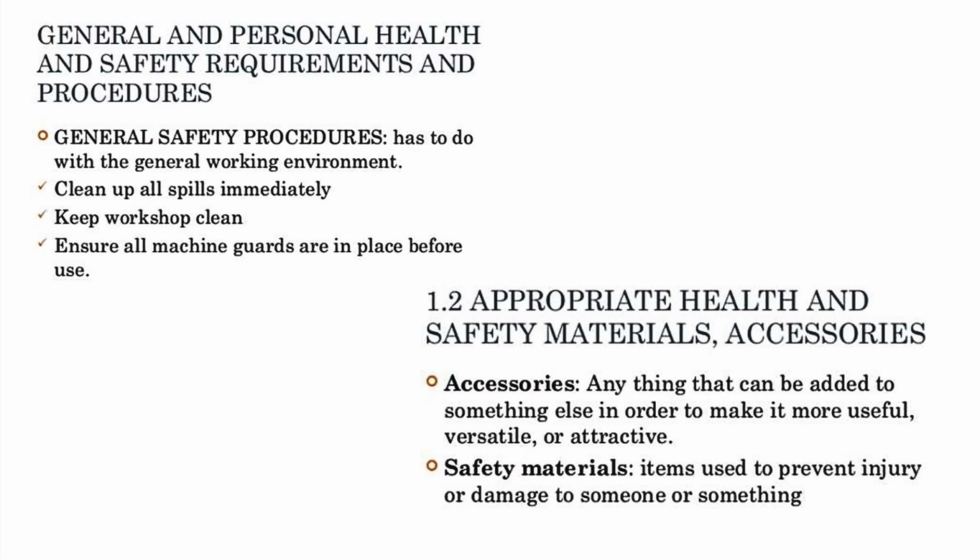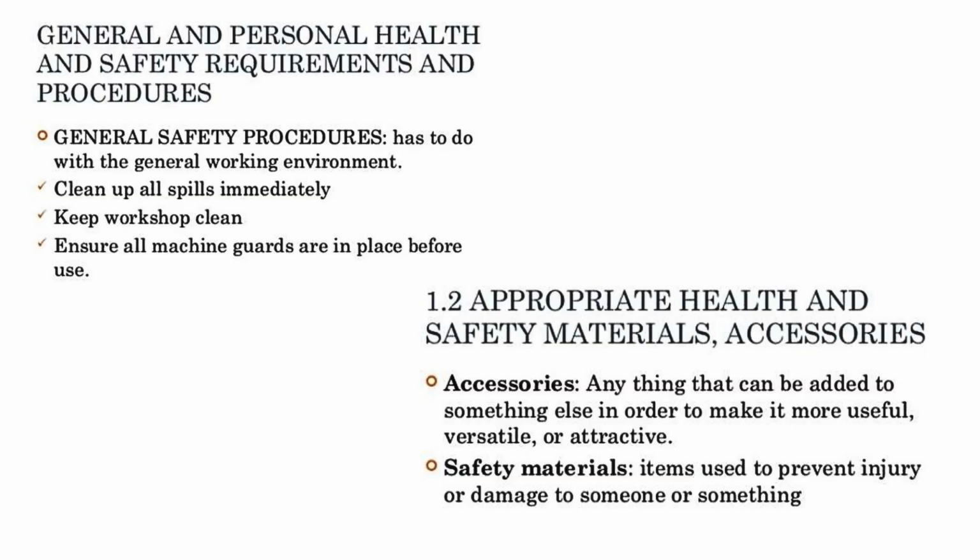General safety procedures have to do with the general working environment. Remember to clean up all spills immediately, keep the workshop clean, and ensure all machine guards are in place before use. We also need to understand appropriate health and safety materials and accessories.